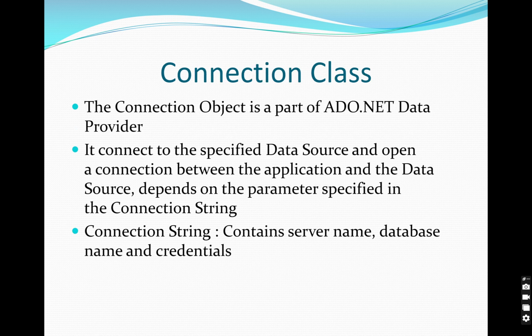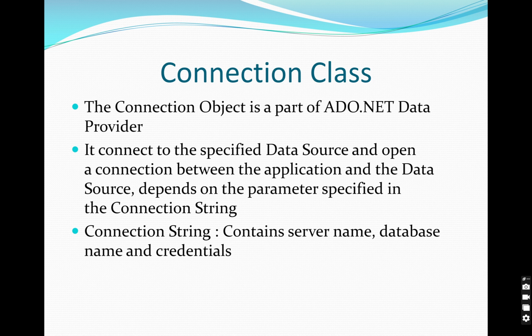So the connection class. Now, why am I not using the term SQL connection, and using the word connection over here? Because which specific class you want to use depends on the data source. If you want to connect with SQL Server, I will be using SQL connection. The connection object is a part of the ADO.NET data provider. It connects to the specific data source and establishes a connection between the application and the data source, and it depends upon the parameters specified in the connection string.